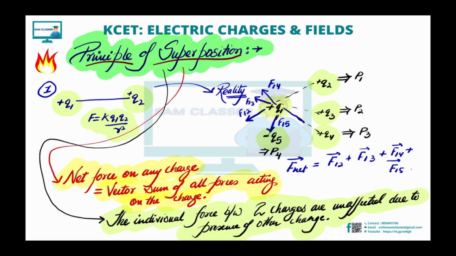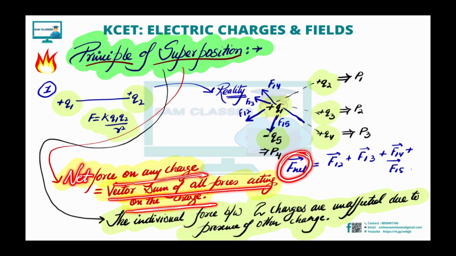According to the principle of superposition, the net force on any charge is equal to the vector sum of all the forces acting on the charge. If you want to find the F net or total force, what do you do? In vector form, you add up all the forces. Why are we saying vector form? Because it helps us in deciding the directions.